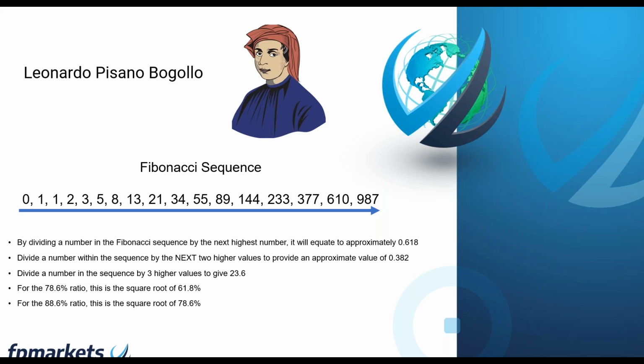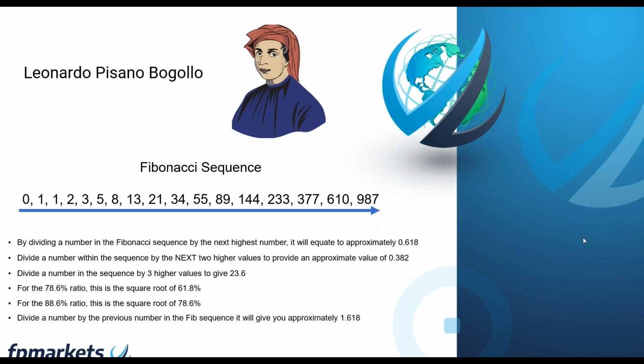So 1.618 is known as the golden ratio, golden mean or phi. The inverse of this is 0.618, and both numbers are found, as I said, throughout nature and biology. Therefore, they are deemed important levels for traders.